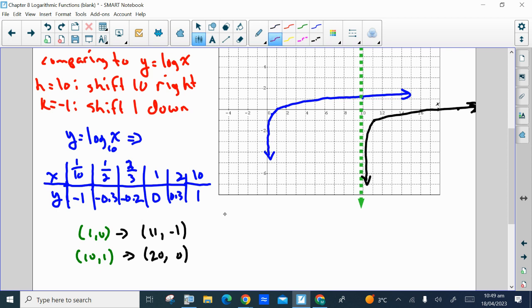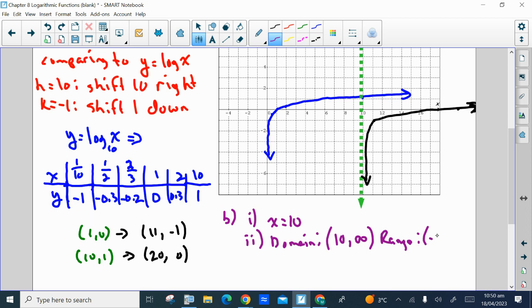So for part B, we're going to identify these characteristics, the first being the equation of the asymptote, which is the line x equals 10. It's an equation, so it has to have a variable, it has to have an equal sign. Again, we're asked to state the domain and range. The domain will go from positive 10 to positive infinity. Neither are included, so we need those round brackets. And the range hasn't changed. It goes from negative to positive infinity.